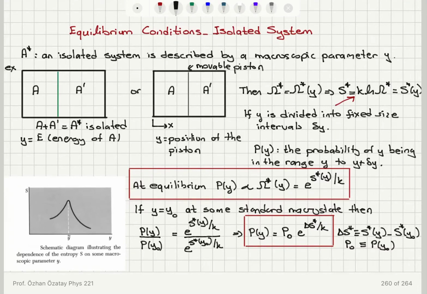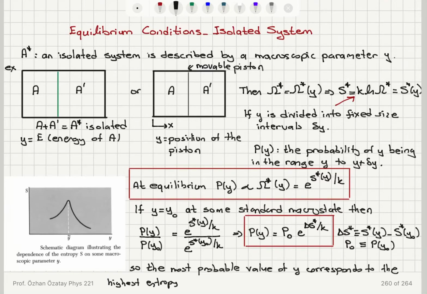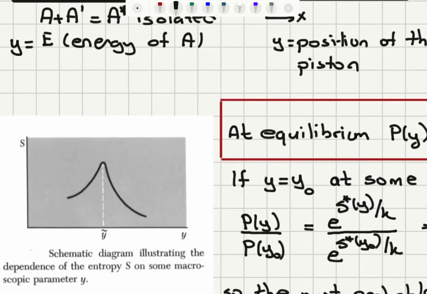So what can we learn from this? We can say that the most probable value of y corresponds to the highest entropy. Why? Because we need to have delta S star maximized, so it's exponentially growing with increasing entropy. So the most probable value will have the highest possible entropy of the system A star. So the total entropy must be maximized. So the total entropy will be maximum at y equals y tilde, the most probable value.